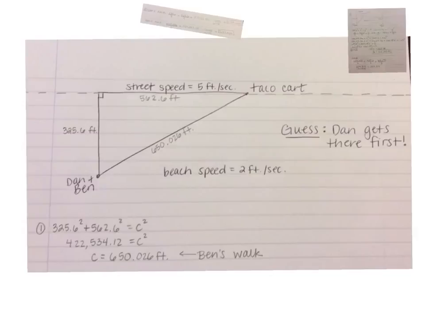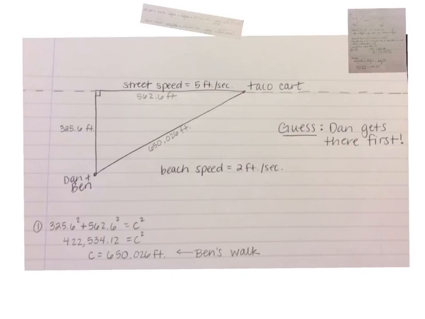First step for this problem is I needed to figure out the length of the hypotenuse of this triangle. In other words, it's Ben's distance that he's going to walk. So I used the Pythagorean theorem, and I got 650.026 feet, and that is labeled. My guess is that Dan is going to get there first. Here's my work.